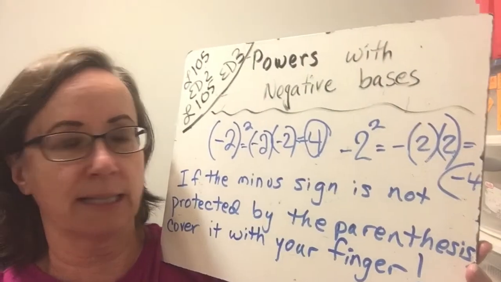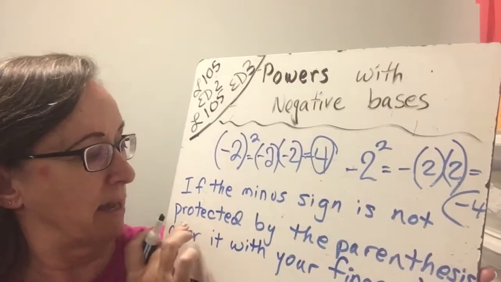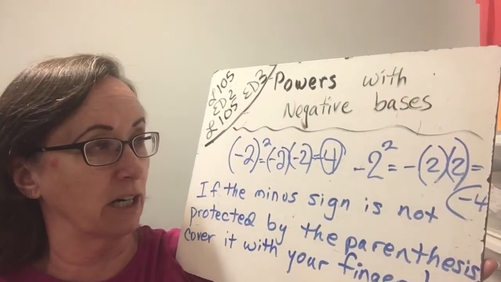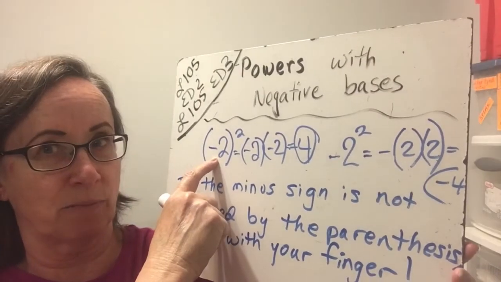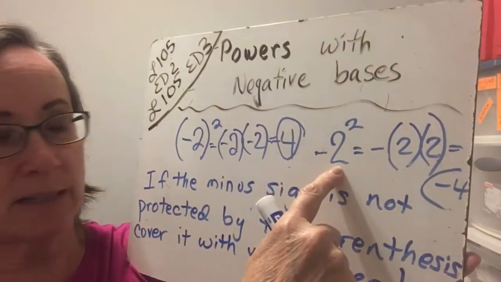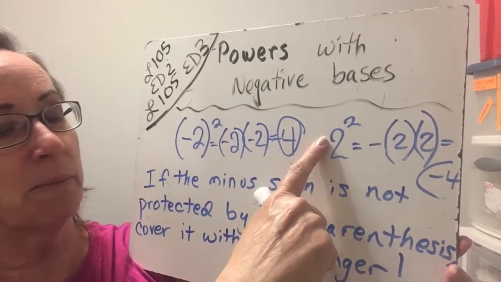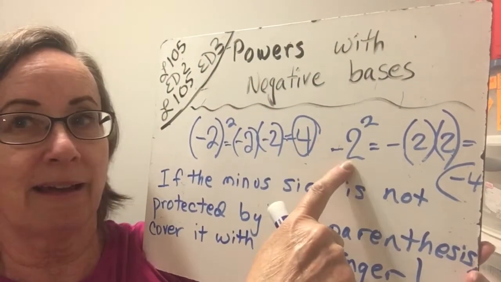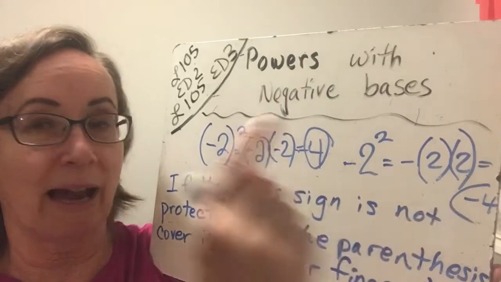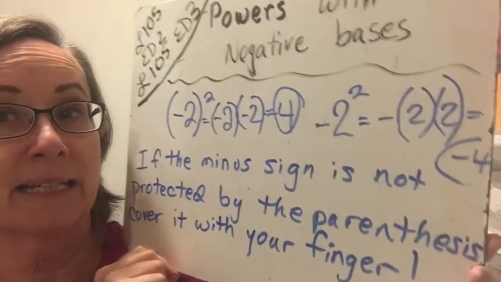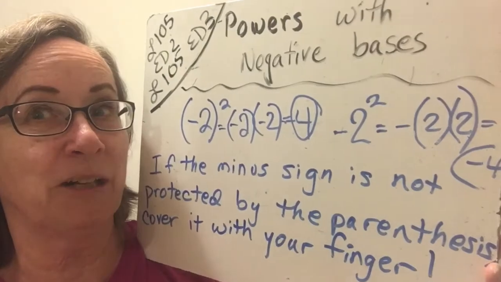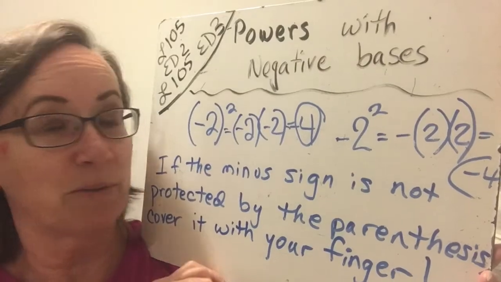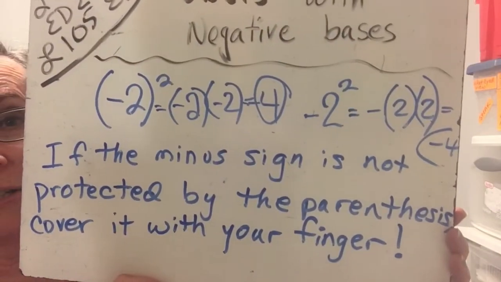So how do we handle these? If the minus sign is not protected by the parenthesis, then hide it with your finger. This one is protected with a parenthesis, but notice this one is not. So what happens when I hide it with my finger? Then I just get 2 squared. 2 squared is 4. The opposite of 4 is -4. So I hide it with my finger if it's not protected by a parenthesis, I evaluate what's left, and then I pop it off and make it the opposite of that. So it works pretty easily. So there's your first board.